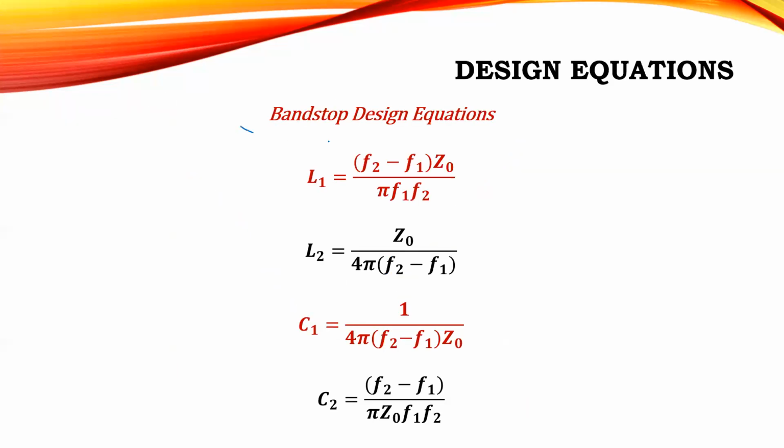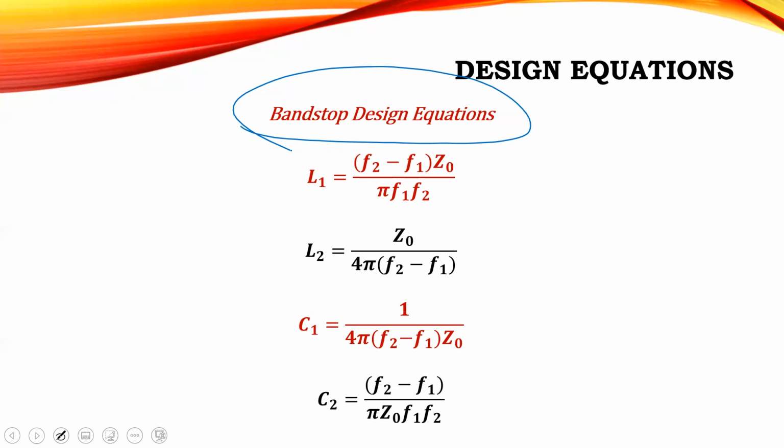So we know it's a band stop, so we go to the band stop filter design equations. Now the L1, L2, C1, and C2, what do these represent? All right, these values represent the L's and C's on the L type. So go ahead for me and calculate L1, L2, C1, and C2.